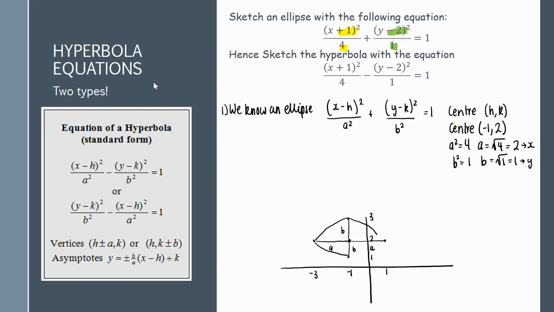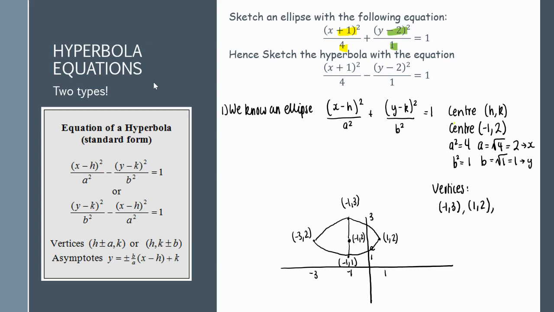Connect all your outer points together. Label some points in. So I'm going to label all my vertex points in. And I'm also going to label my center point in. My center point is minus 1, 2. If I go 2 units across, I'll get to 1, 2. 1 unit up, minus 1, 3. 2 units to the left, minus 3, 2. And 1 unit down, minus 1, 1. That is my ellipse.